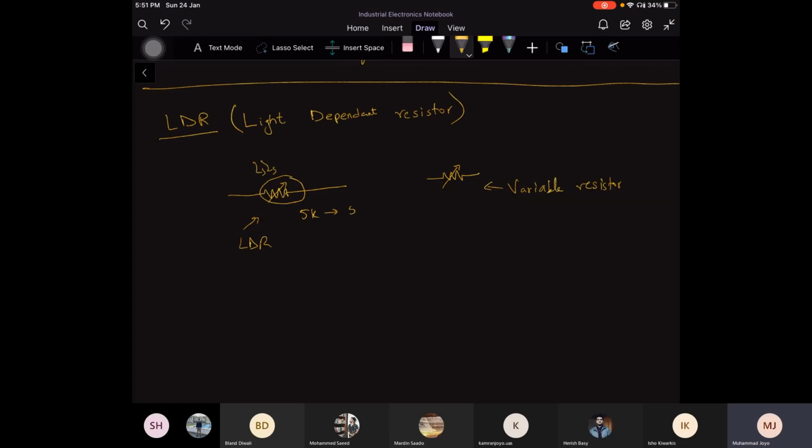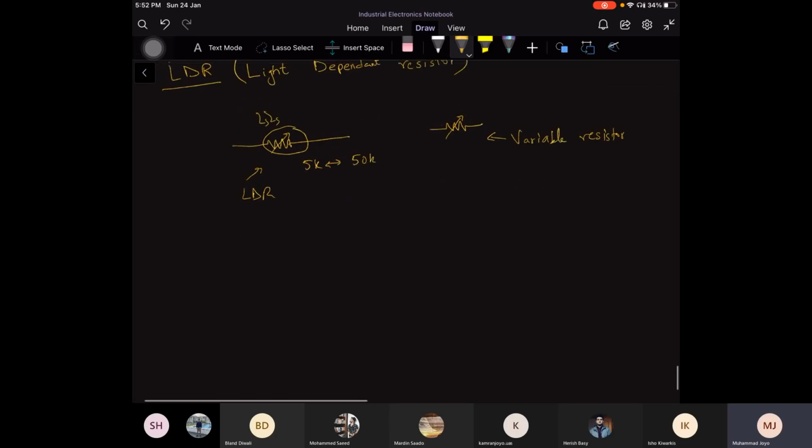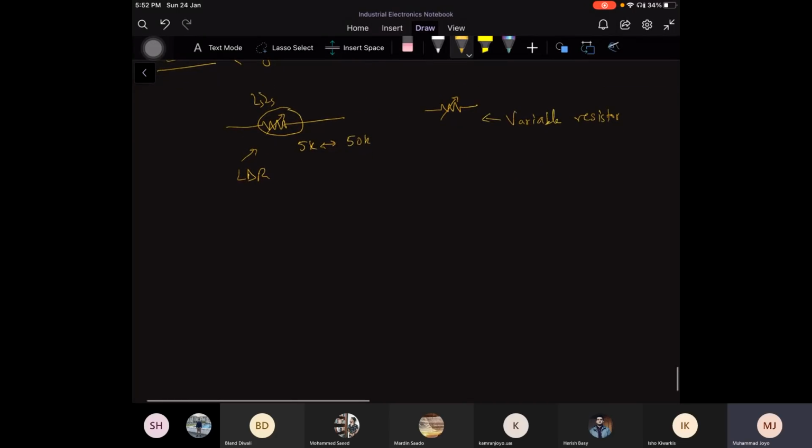Okay, it can be vice versa as well. Vice versa means that it can be opposite. When light is reflecting, it may decrease from the maximum point, or it may increase from the minimum point. Whatever it is, the basic concept is that when light is reflected on the surface of the sensor, the resistance changes. So how do we use this LDR to turn on a street light? Let's have a look at it.